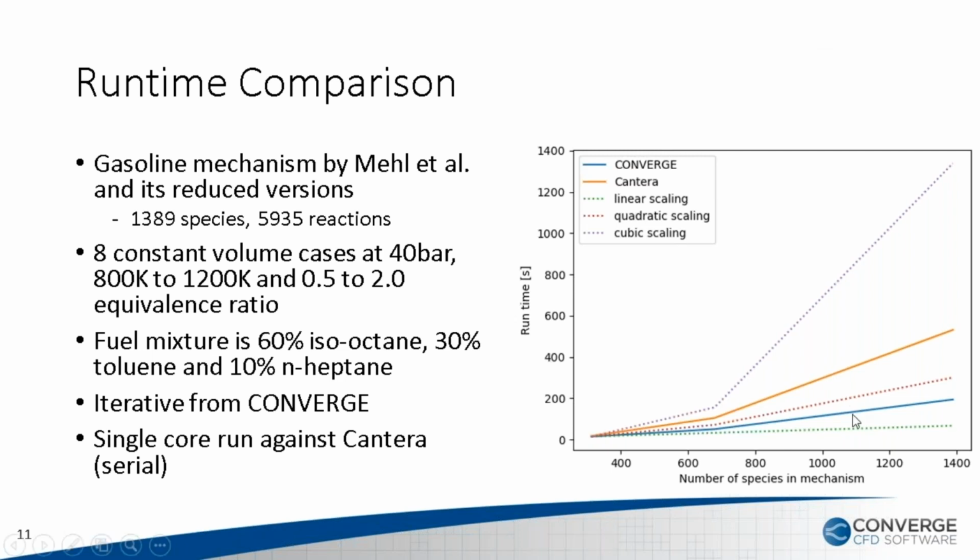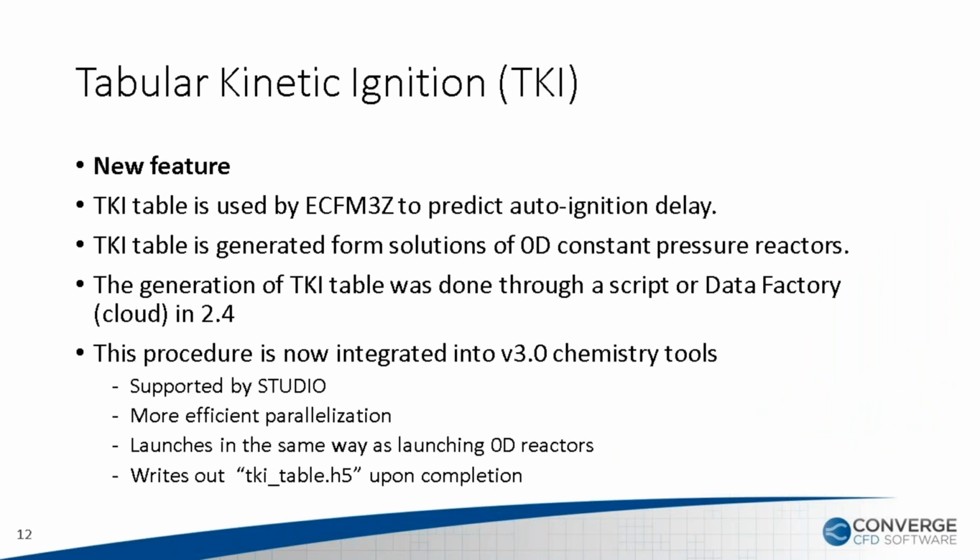If you can see here, the Converge runtime scaling as a function of number of species is between linear and quadratic, versus Cantera, which is scaling between quadratic and cubic. So we are slightly faster than Cantera in terms of runtime as a function of the size of the mechanism.